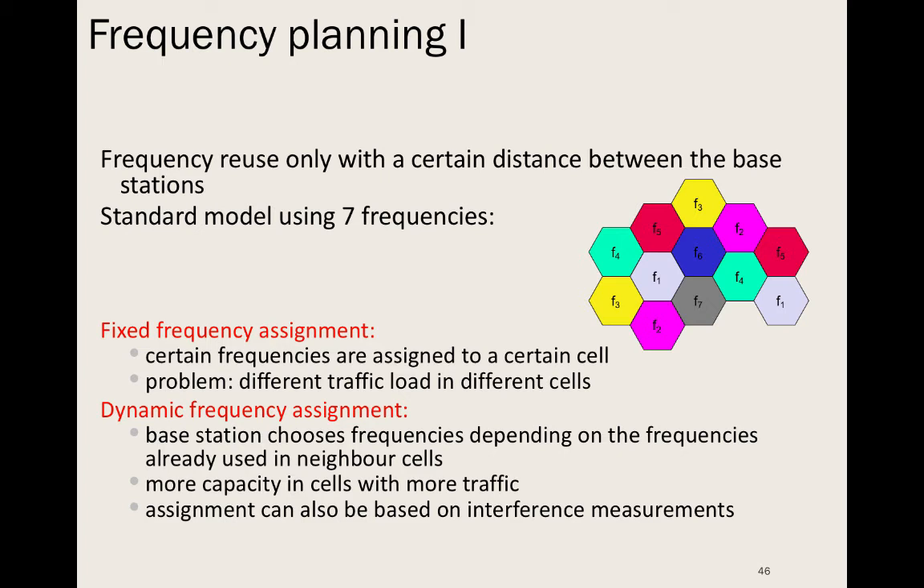We have two types. We have fixed frequency assignment, in which certain frequencies are assigned to a certain cell. The problem is the different traffic loads in different cells. The dynamic frequency assignment, however, is one in which base stations choose frequencies depending on the frequencies already used in the neighboring cells. More capacity goes to cells with more traffic, and assignment can also be based on interference measurement.